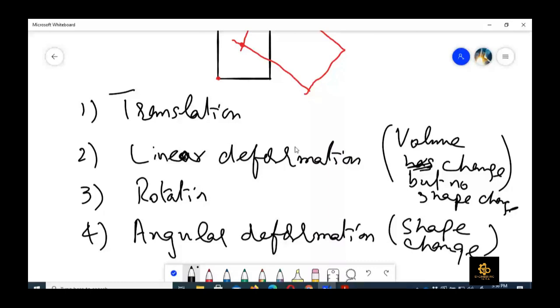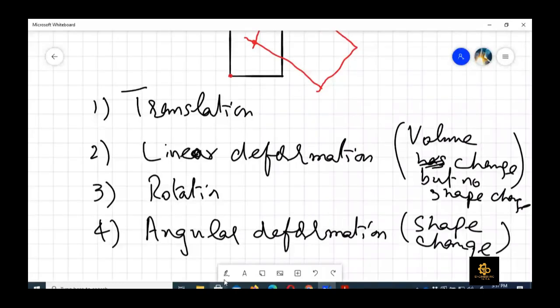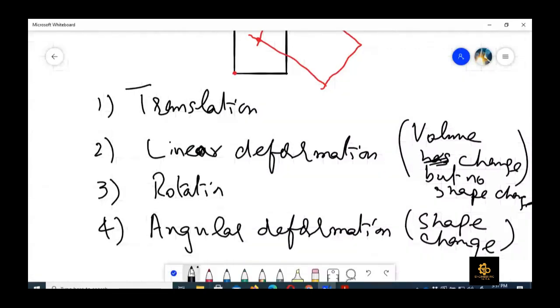Now, talking about the forces, what kind of forces? Translation or linear deformation, and what will be the difference, basically? In translation, okay, let me tell you. Translation is what we call rigid body motion. That is, the whole element as a rigid body has been displaced from one point to another point, and rotation is also a kind of rigid body motion.